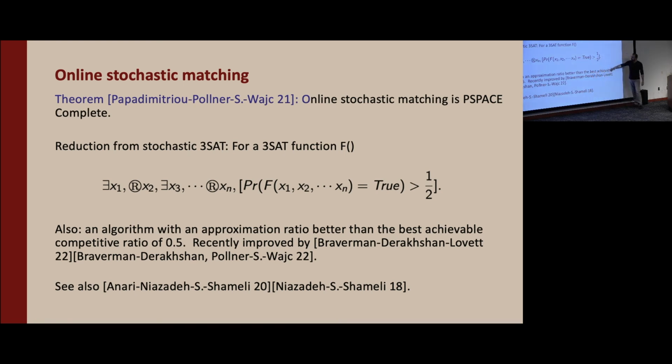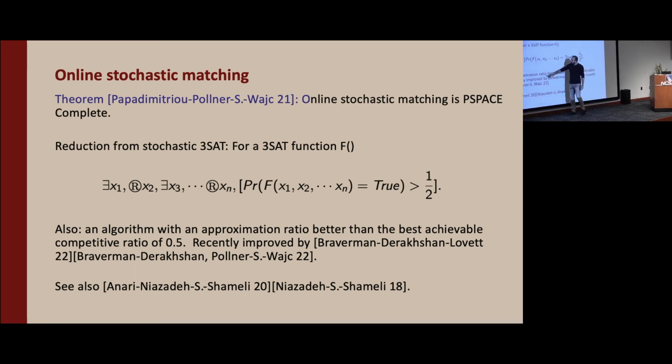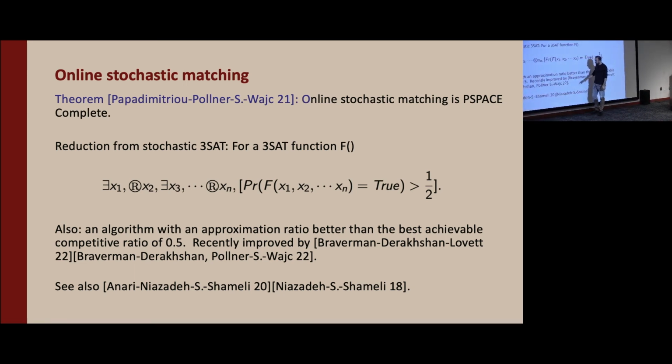Mark Braverman, Mahsa Derakhshan, and Lovett showed that not only is it better, you can do better than half, you can get a 1 minus 1 over e. So you can get significantly better against this benchmark. We are now working together for some special cases. We can get even better than 1 minus 1 over e.